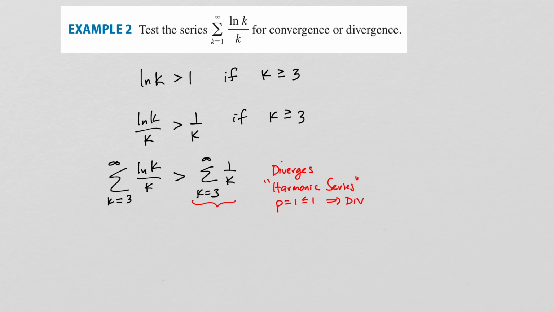And so if this series is greater than this one, but this one diverges, meaning that this one adds up to infinity, then that proves that this one also diverges.